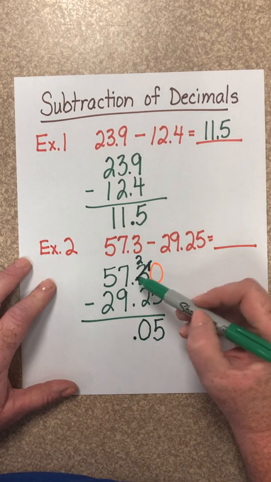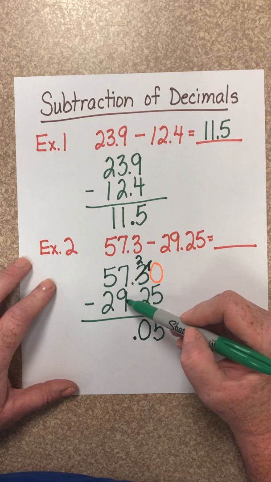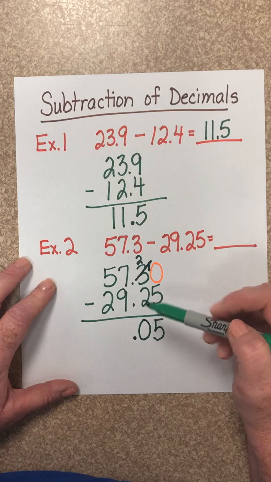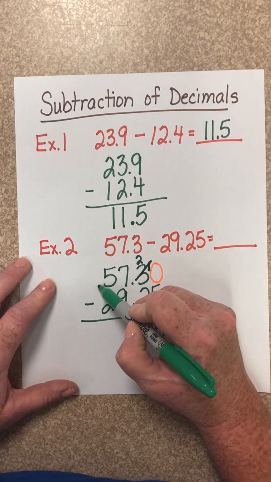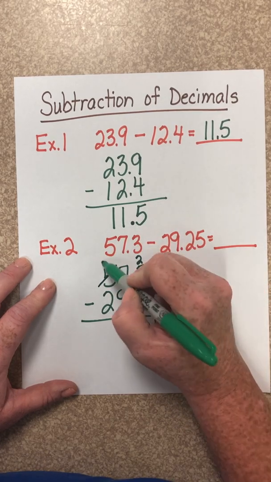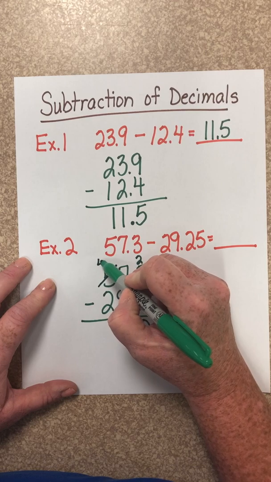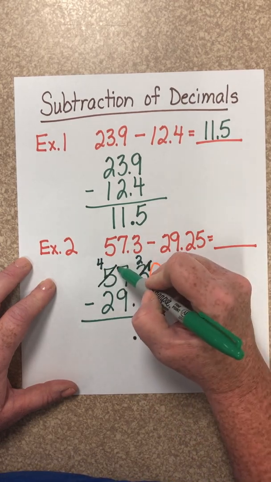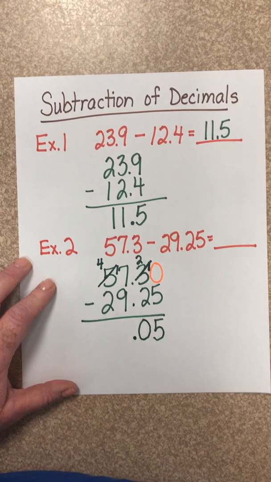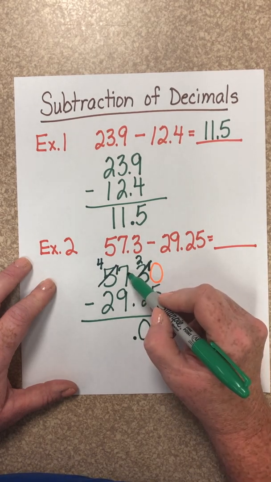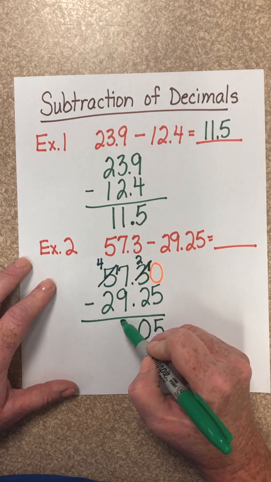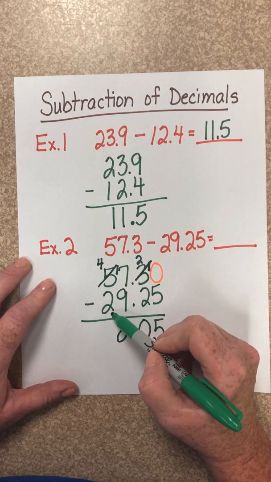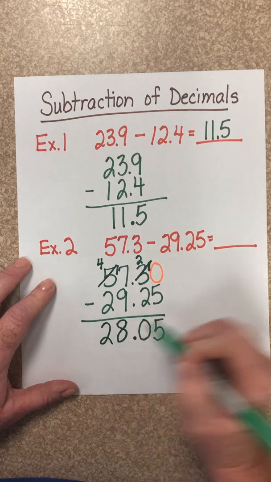Next is 7 minus 9. Well, I can't take 9 from 7, which means I need to borrow from my neighbor 5, and we're going to take 1 from it and make it a 4. Carry a group of 10 to the 7 and make that now 17. 17 minus 9 is 8. And 4 minus 2 is 2.